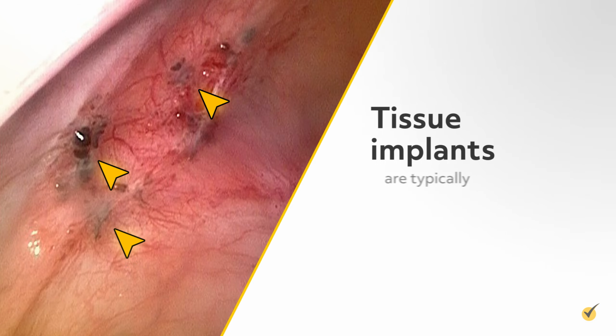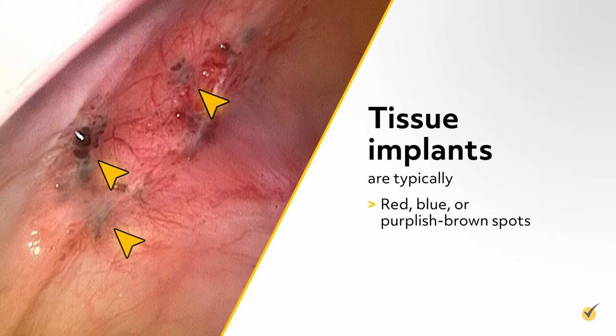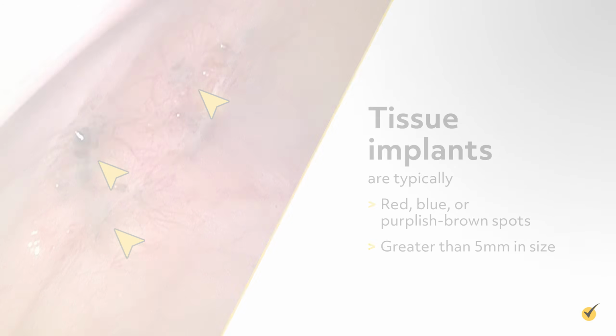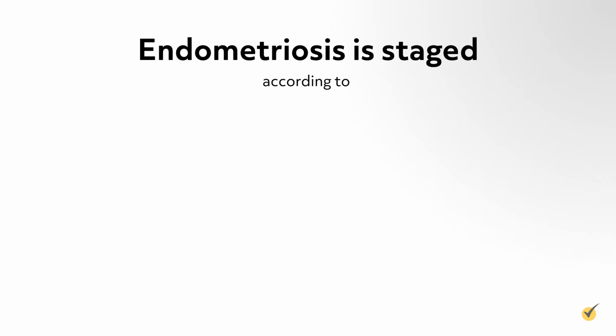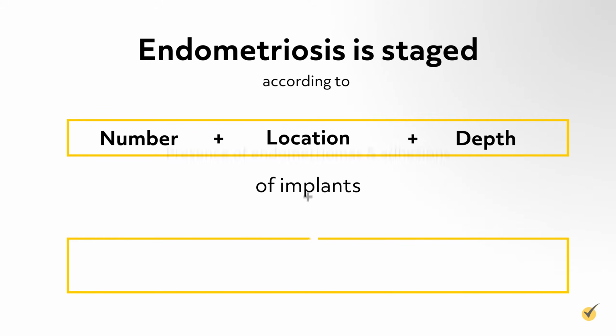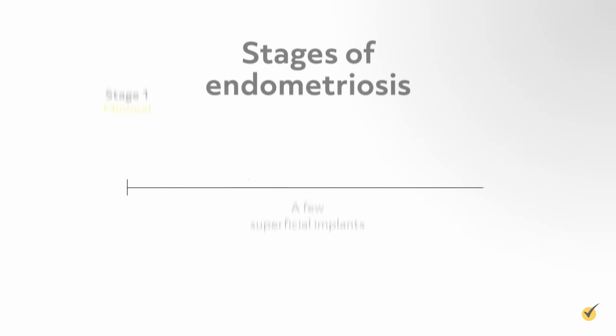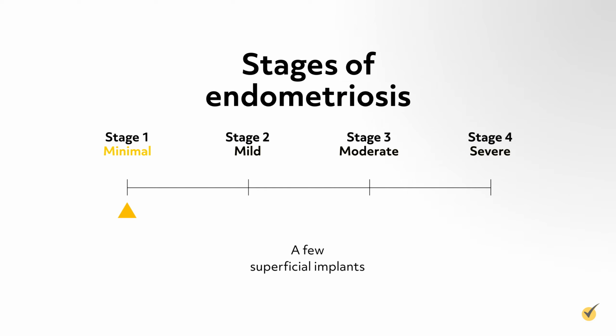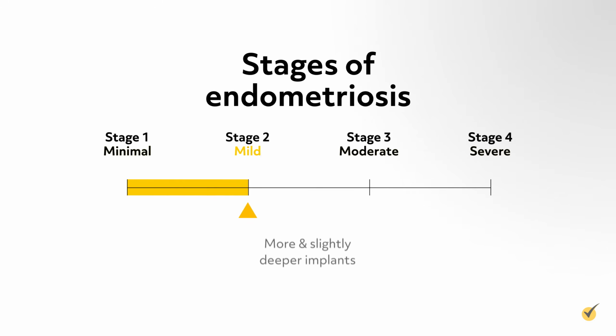The tissue implants are typically red, blue, or purplish-brown spots, greater than 5 millimeters in size. Endometriosis is staged according to the number, location, and depth of implants, and the presence of endometriomas and adhesions. Stage 1 is minimal with few superficial implants. Stage 2 is mild with more and slightly deeper implants.